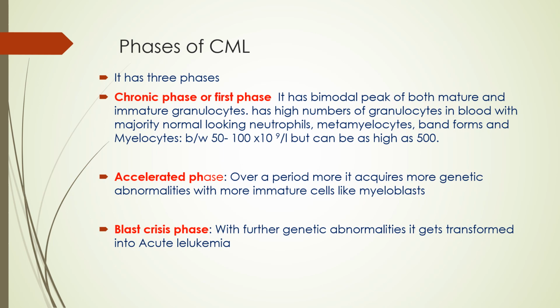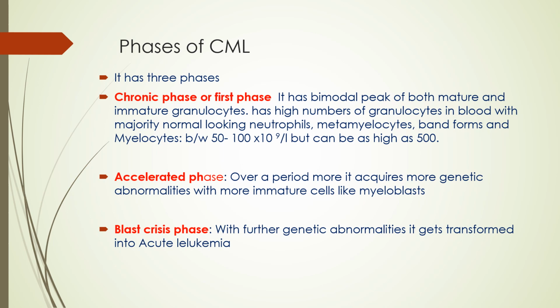The other phase is the accelerated phase. Now the chronic phase has become more speedy and active and has entered a phase called the accelerated phase, because over a period of time it has acquired additional genetic abnormalities. Now more highly immature cells start appearing in the bone marrow and the peripheral circulation, and these highly immature cells are myeloblasts. So the percentage of myeloblasts starts increasing both in the bone marrow and in the peripheral blood.